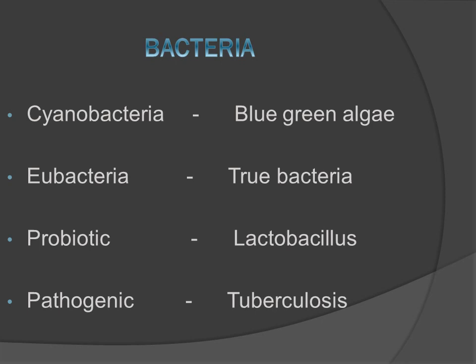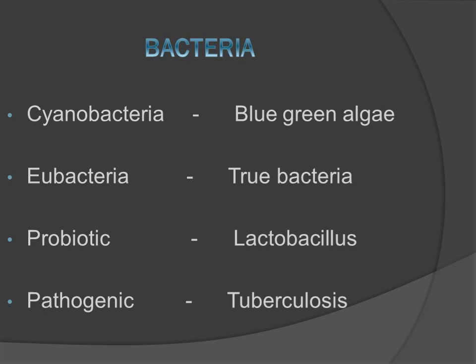Since it is useful for photosynthesis, of course we can say it is enhancing the oxygen production, right? That is cyanobacteria. And eubacteria, we can say it is a usual bacteria, true bacteria. It is one of the examples we can say. Of course it's a streptococcus bacteria, everything, right? It's a true bacteria.